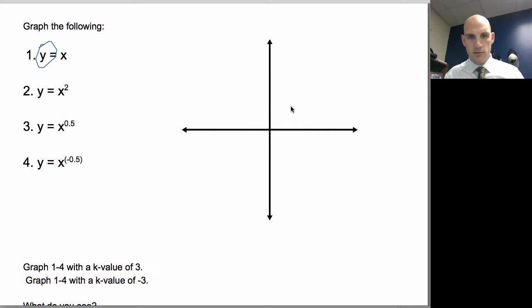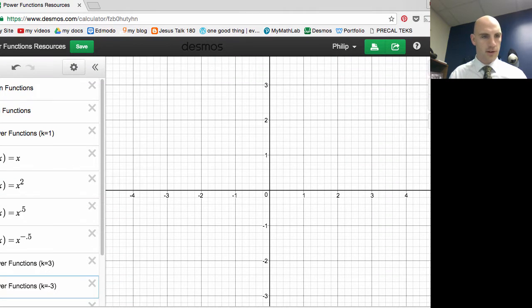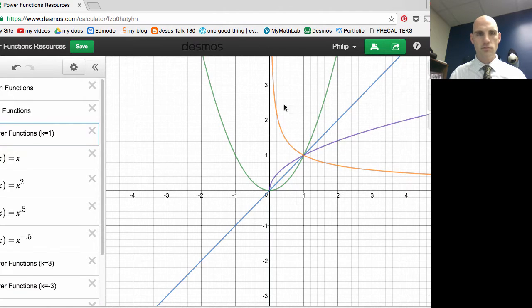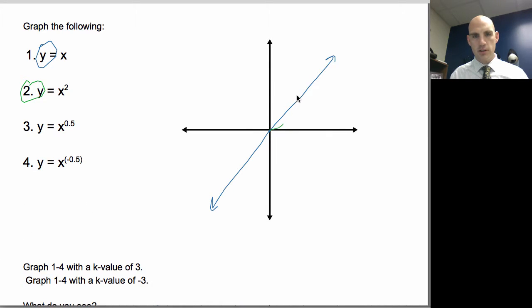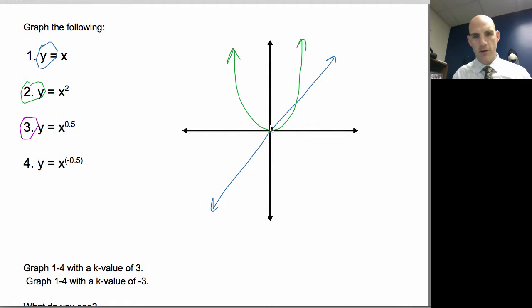When I graph y to the x, here's what happens. It's going to be this blue color. This one I'm going to graph in green. y equals x squared. Well, notice what we've got here. I'm going to graph them all on 1. X squared is going to look like this. Pink, we're going to graph square root of x. So square root of x is my purple here. You're going to see something interesting happen here. Okay, that's my square root function.